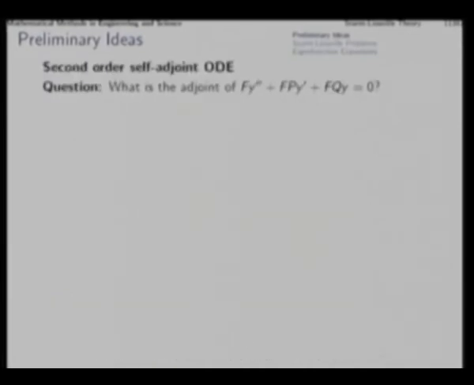And for that, we ask the question in a slightly different manner. First, we try to ask what is the adjoint of this equation, and then after finding the adjoint, we compare that adjoint equation with this and then ask under what condition these two are actually the same differential equation.